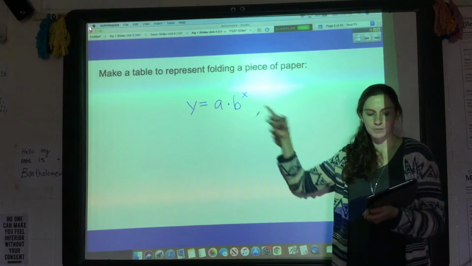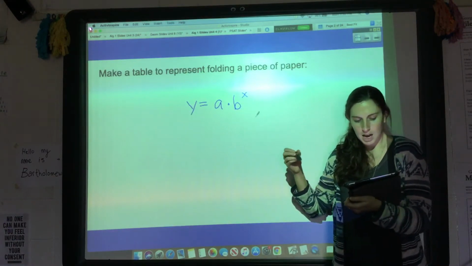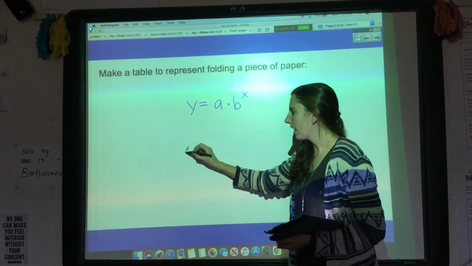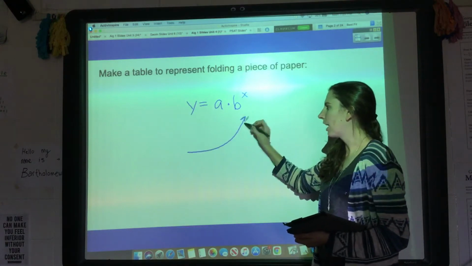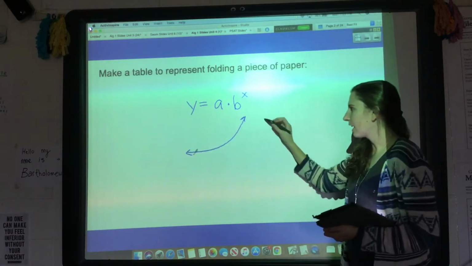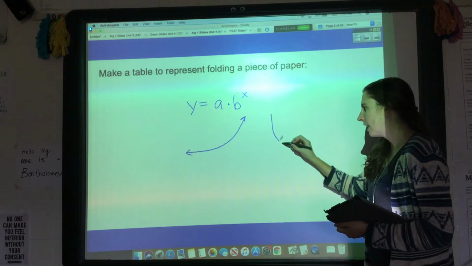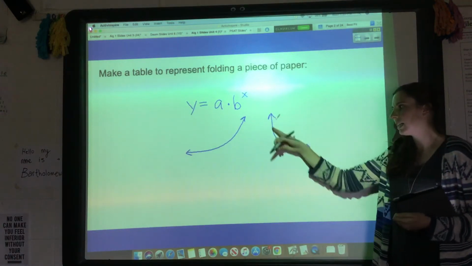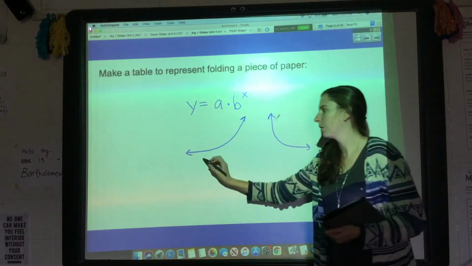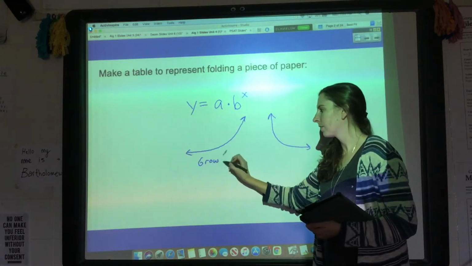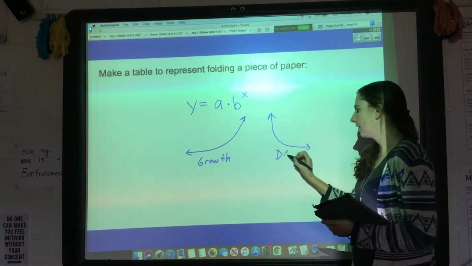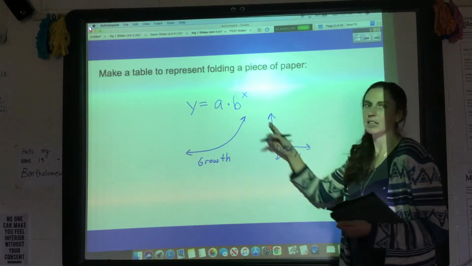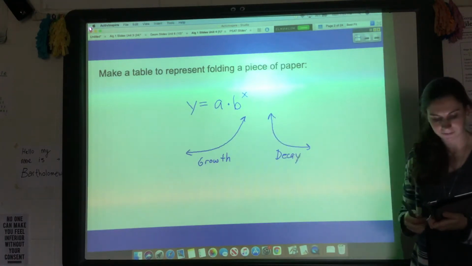When we have exponential growth, our graph looks like this. When we have exponential decay, the graph looks like this. It's decaying, it's decreasing, whereas growth is increasing. Decay just means it's decreasing at an exponential rate.